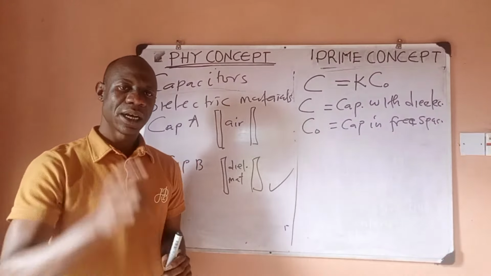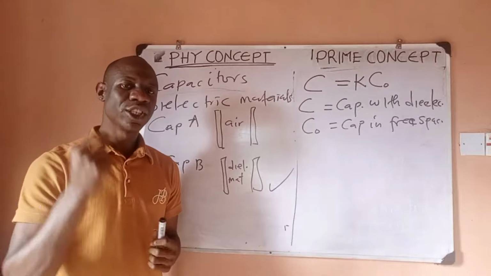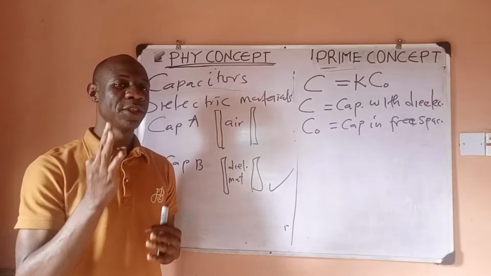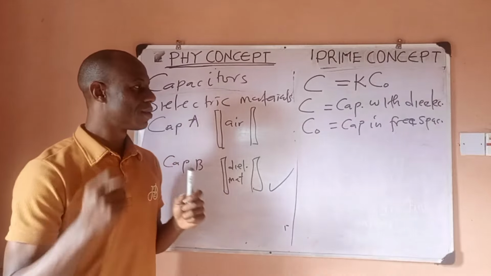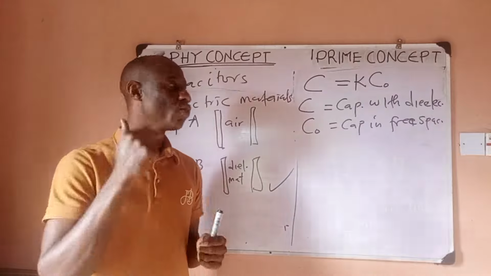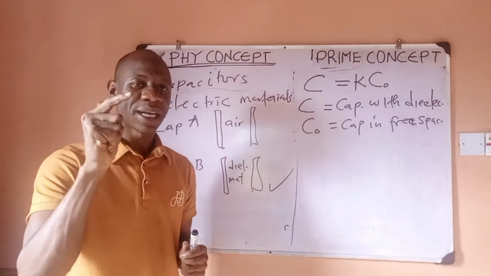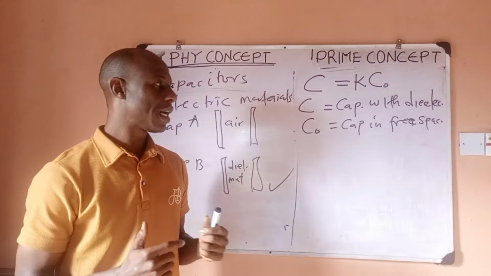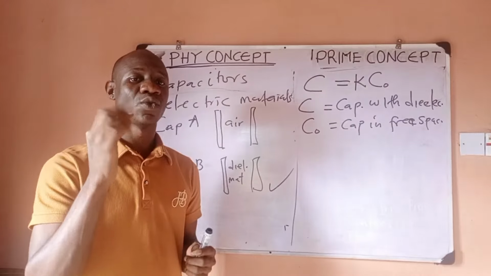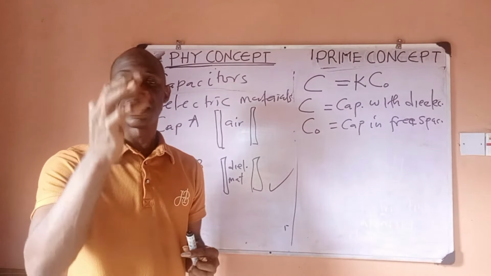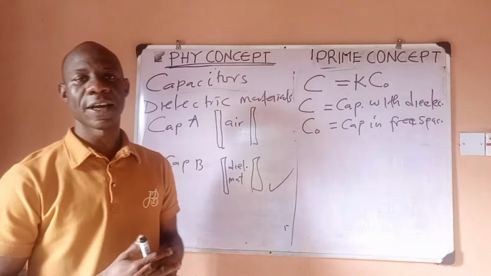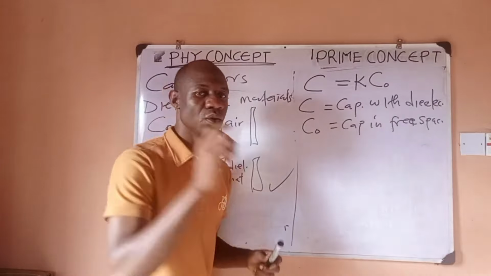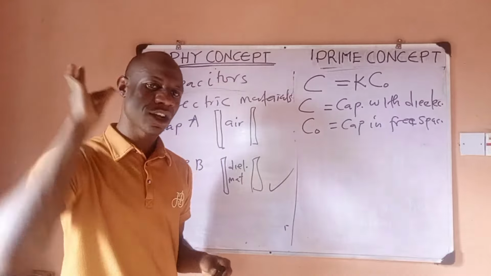Now, exam can ask you: the ratio of capacitance with dielectric to capacitance in free space is known as what? Give me the answer before I explain it. Who has the answer? Okay. All right. This ratio is known as dielectric constant.